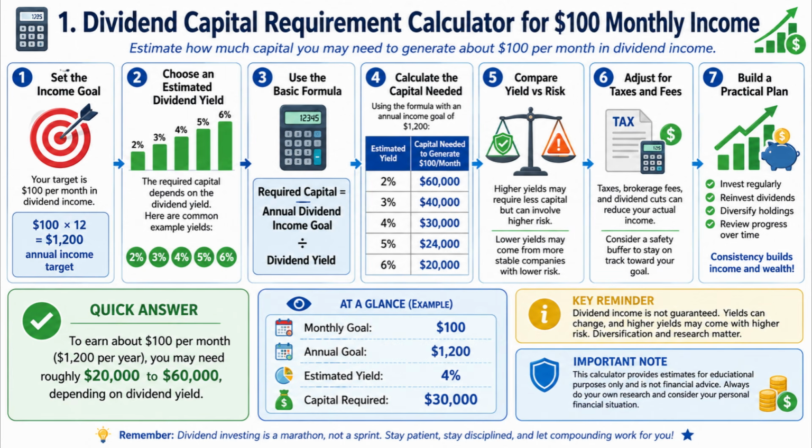At a glance, the example in this slide shows a monthly goal of $100, an annual goal of $1,200, an estimated yield of 4%, and a capital requirement of about $30,000. This makes the concept easy to understand and helps investors set realistic expectations.